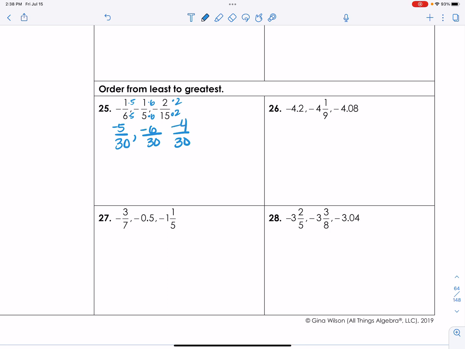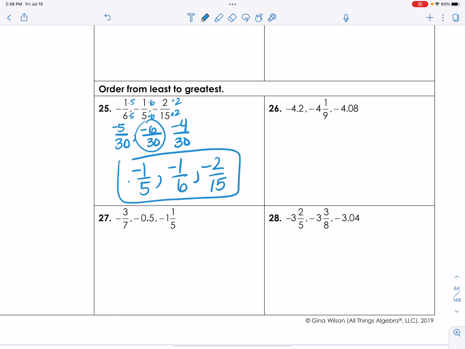Okay, so now let's think about this. -4 is closer to 0, so 2, so that's the biggest. I thought it was greatest to least. So my smallest is the one farthest from 0, which is this one is my smallest, so that's a -1/5. And then it would be a -1/6, and then a -2/15. So the closer it is to 0, the closer it is to 0, the bigger the number.